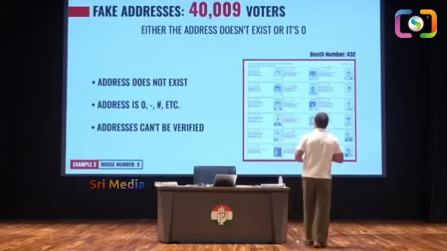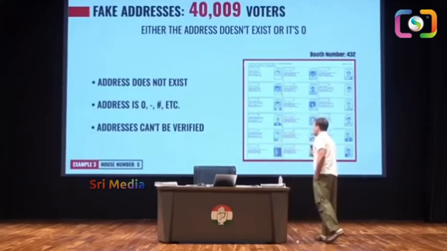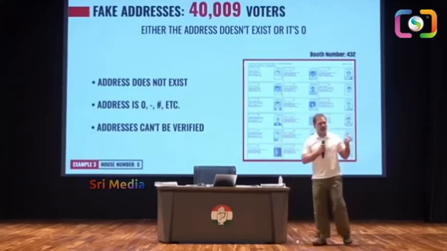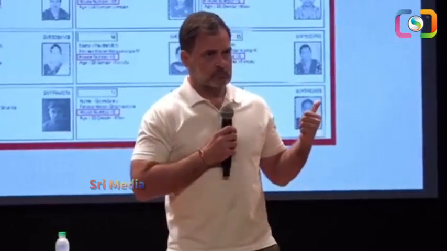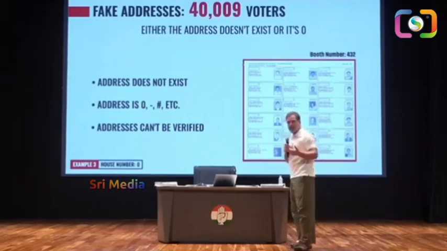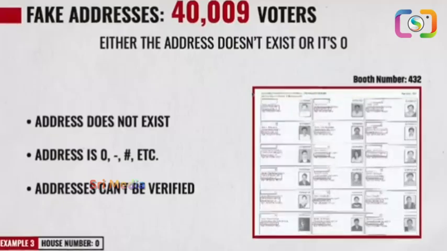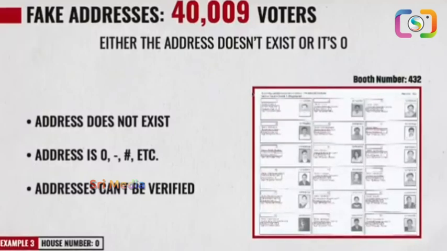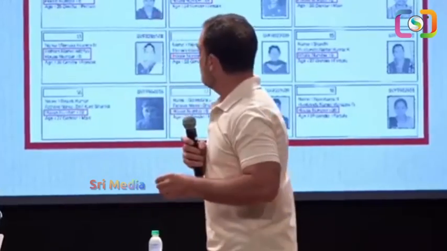Now these are of 3 types. Either an address that doesn't exist, you go look for it, it's not there, or the address is 0, house number 0 or street number 0, or then the address cannot be verified. These are 40,000 voters. Okay?